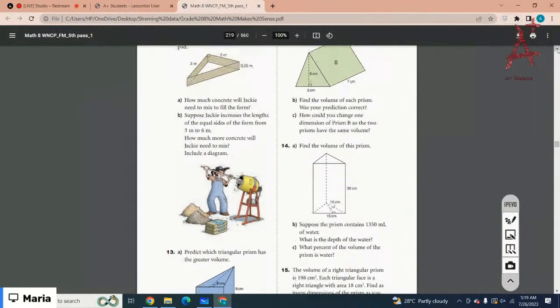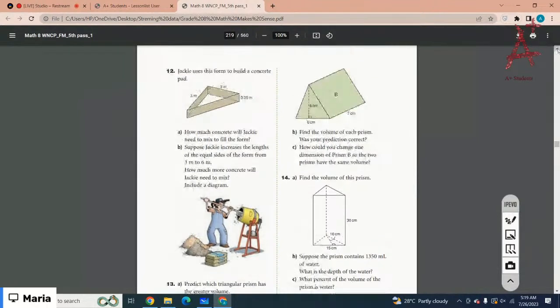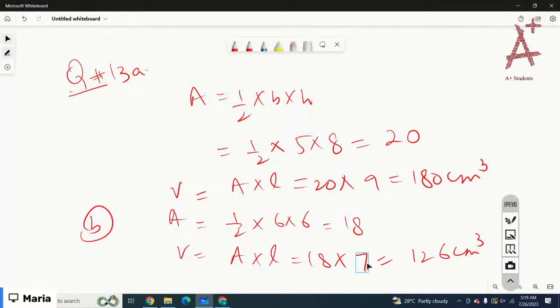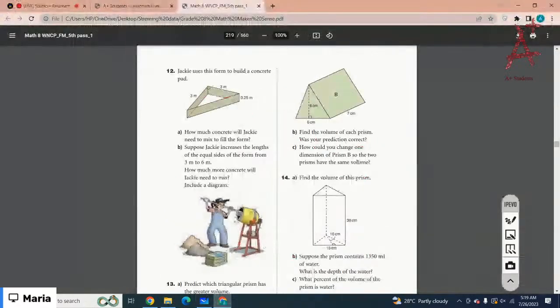Okay. One dimension of prism B. Here you have 180 and here you have 7. If they have the same volumes, this won't be 180 unless you replace this 7 by 10, because 18 times 10 is 180. Got it? So you can change the dimension of prism B to 10 so that they can have the same volume. Got it?